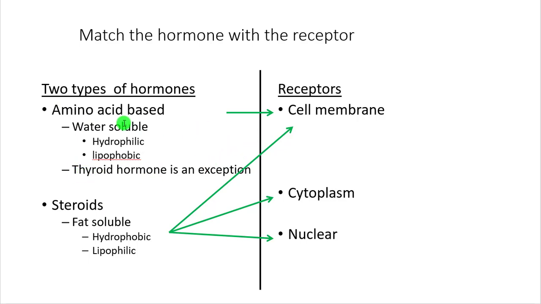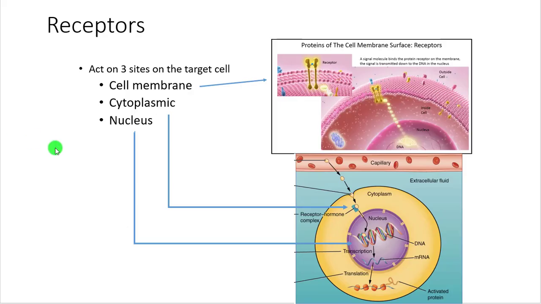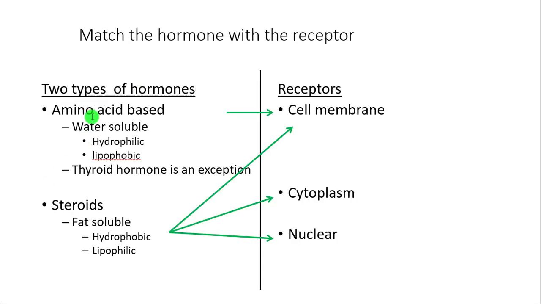Okay, so the question then becomes, in terms of connecting dots, amino acid-based hormones: where are the receptors for amino acid-based hormones? And now you might say right off the bat, well, dude, you just told me there's cell membrane, cytoplasm, or nucleus. And yes, these are the three possibilities for receptor location, but specifically for amino acid-based hormones, where are those receptors? And the answer is, that's what this green arrow indicates, the answer is on the cell membrane. Okay, so now let's make this make sense.